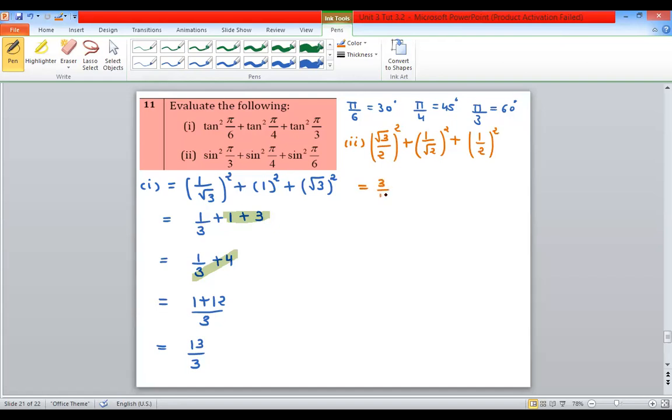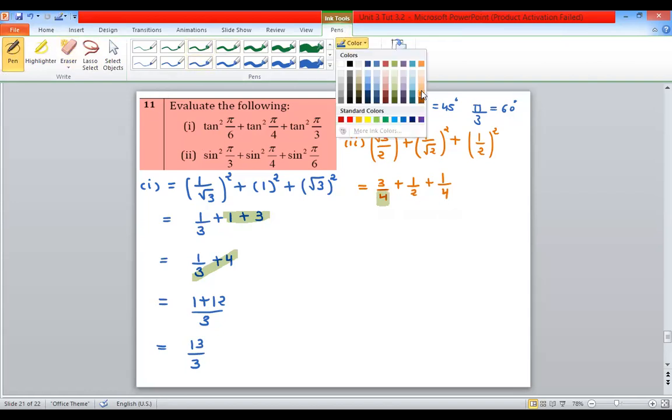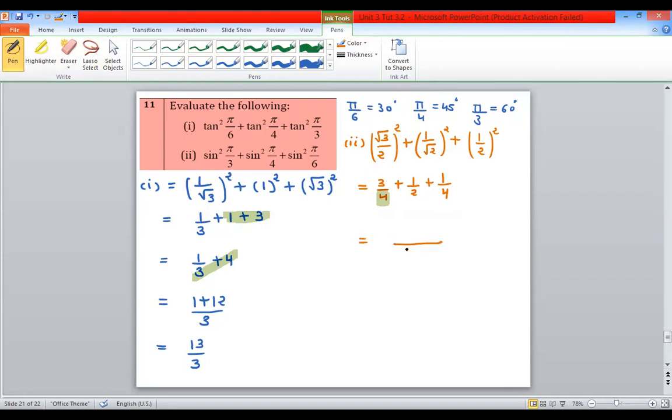This is 3 by 4. This is 1 by 2. And this is 1 by 4. Look here, this is your biggest denominator, so this is your main LCM part. We can take the LCM using the 4 only. So 3 has a denominator of 4, nothing to multiply, just put 3 as it is. The second term has a denominator of 2, so the remaining term is 2. You just multiply this number by 2.